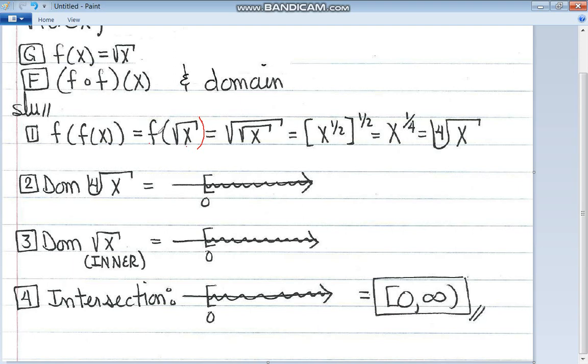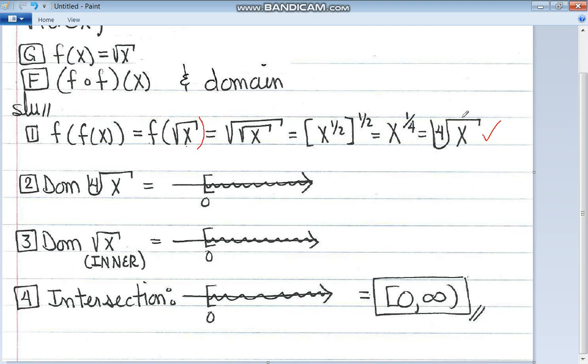What do we do with the square root of x? We feed it into the f function, so it's the square root of the square root of x. Now that's the same as the inner x to the 1/2 power, all on the outside to the 1/2 power. But the rules of exponents say when you have an exponent raised to an exponent, you multiply them together. 1/2 times 1/2 is 1/4. But the 1/4 power of the base x is the same as the 4th root of x.